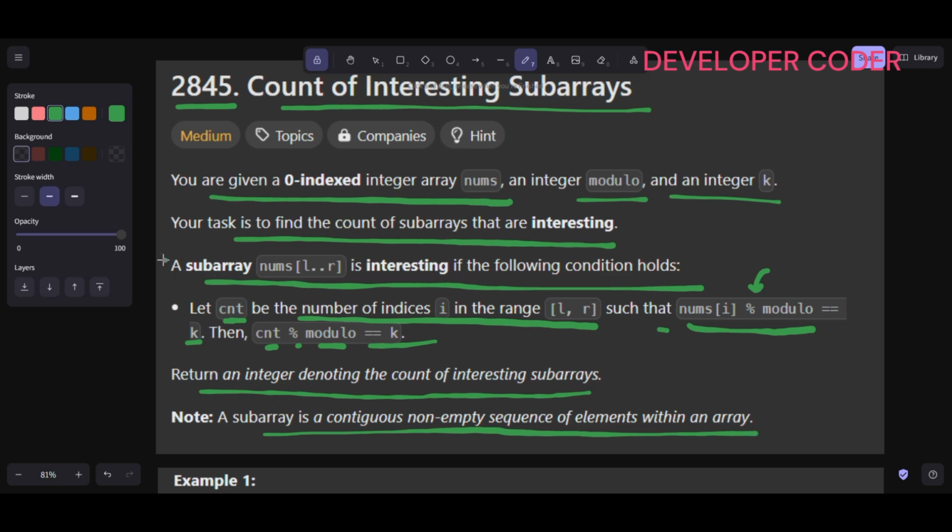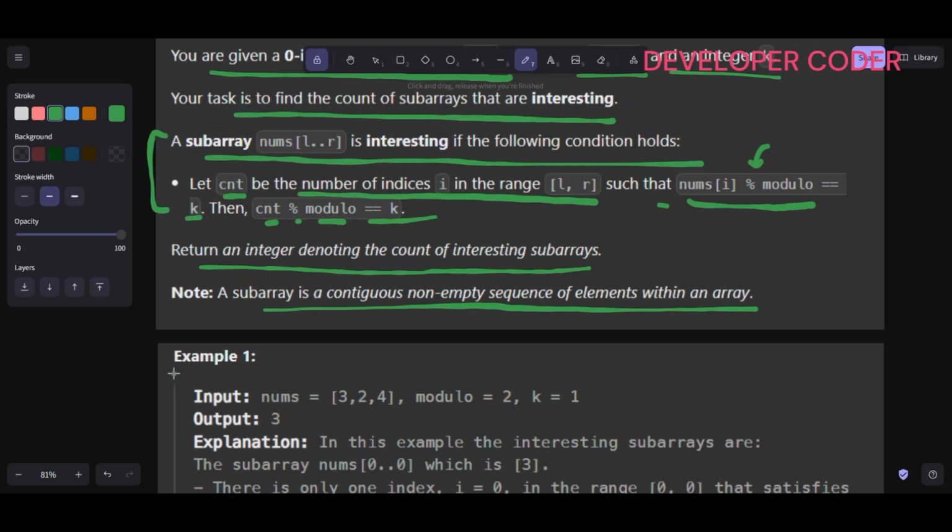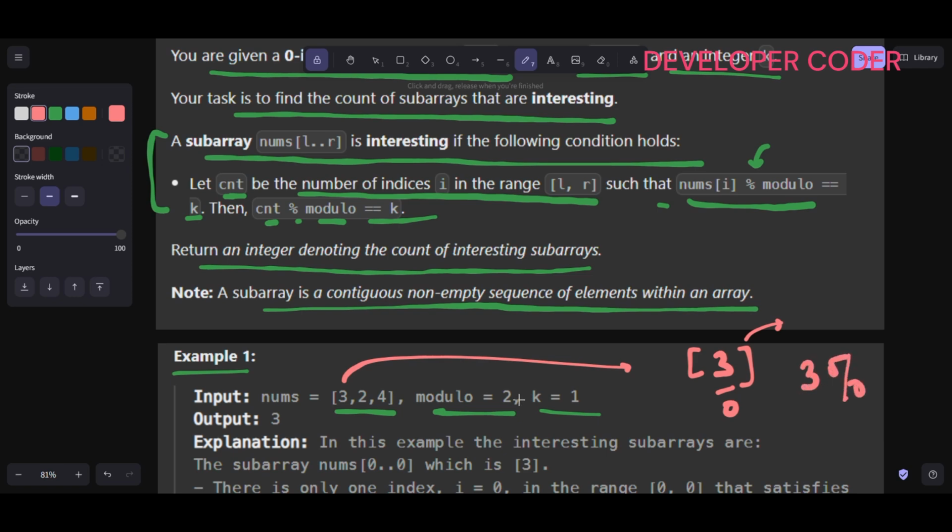So let's first understand this with an example here. This is my nums array, 3, 2, 4. Modulo value is 2, k is equal to 1. In this case, if I just pick this element, just 3, this subarray, here this is the only number at index 0. So nums[0] mod modulo, the element is 3, mod with modulo value 2. What is the result I am getting? I am getting 1.